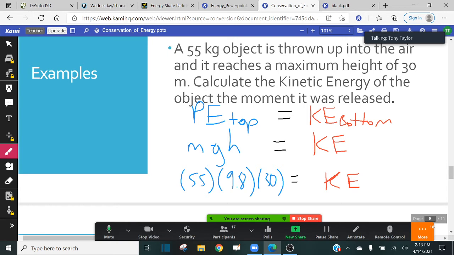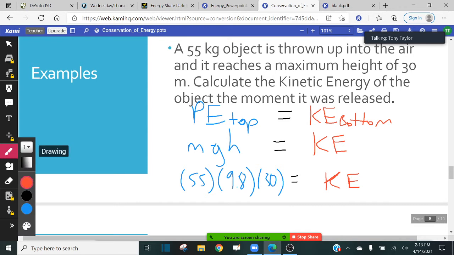Yes, Angelina, that is what I got. So my kinetic energy, and I'll write off to the side here, is equal to joules. Right? So energy is always in joules. Any questions there?